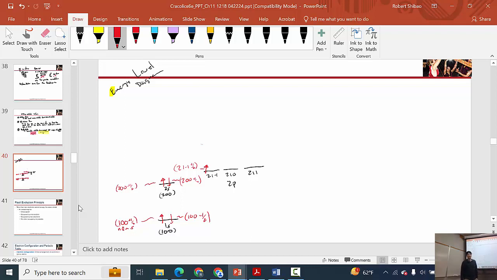But oddly enough, it needs to go spin up. In other words, it needs to have parallel spin. And so this is what rule? This is called Hund's rule. Hund's rule says we fill degenerate orbitals singly, that is one at a time, with parallel spin. And so the next electron is going to be spin up like this. This would be carbon.